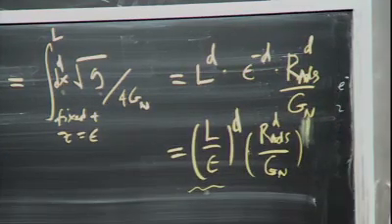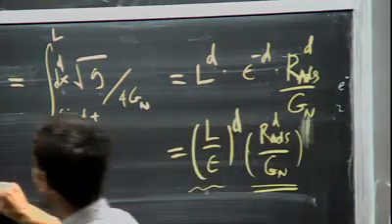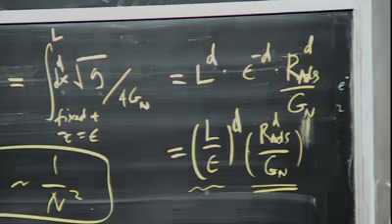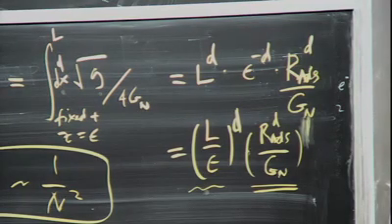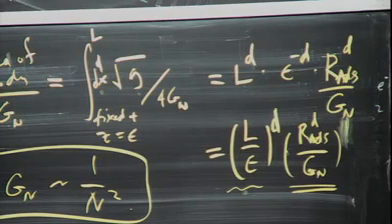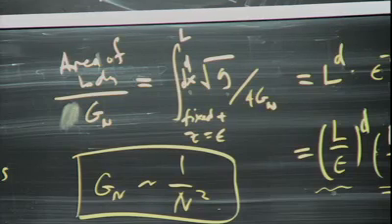And so if we want these things to be equal, we'd better set this thing equal to this thing. And so you see G Newton goes like 1 over N squared. So small Newton's constant, which is the limit where the thing becomes classical, means that the number of degrees of freedom at each one of these patches of space is really ginormously large. That is the control parameter which makes the gravity theory classical. Okay, is everybody happy with that? My handwriting will get better, maybe.